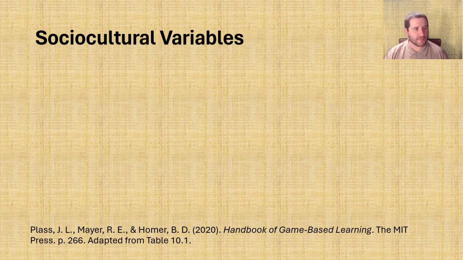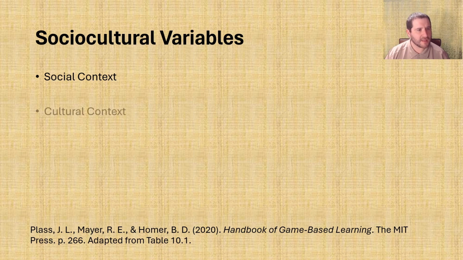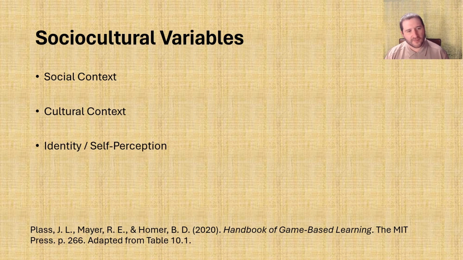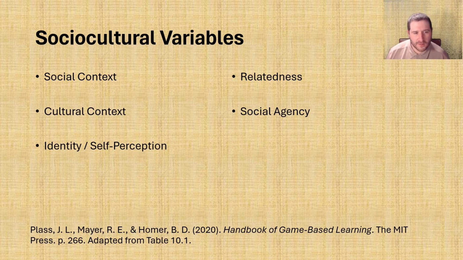And finally, Plass recognizes that the game might also assess some socio-cultural variables. Things like social context of a situation or idea, the cultural context, the identity and self-perception, relatedness, and social agency. Okay, so all of these, once again, are important to the learner and the learning process, so it makes sense that some games might try to assess them and gather information about them so that they can improve that learning process.